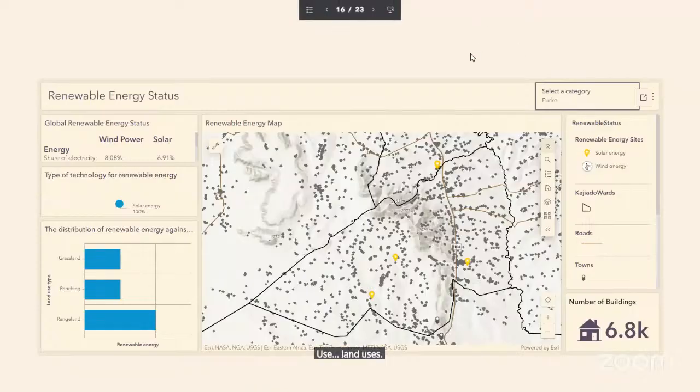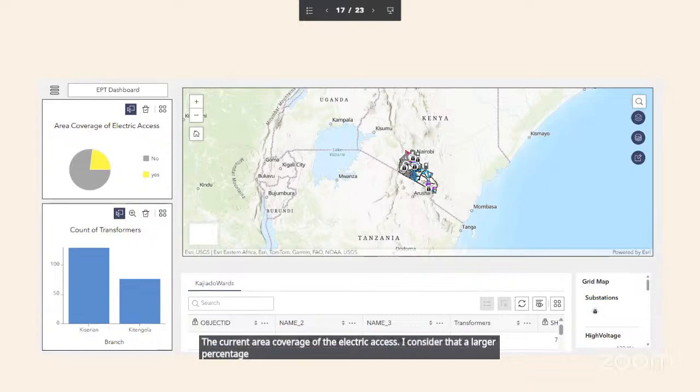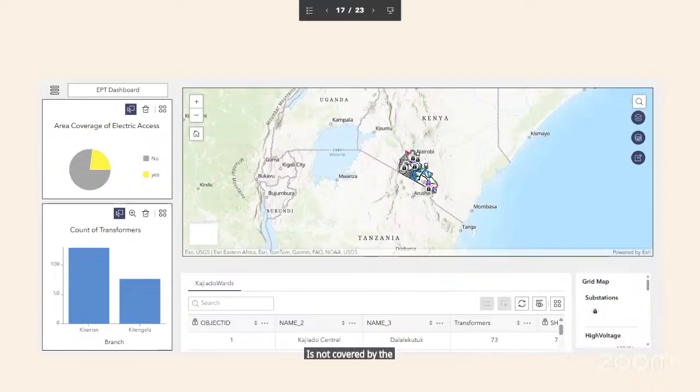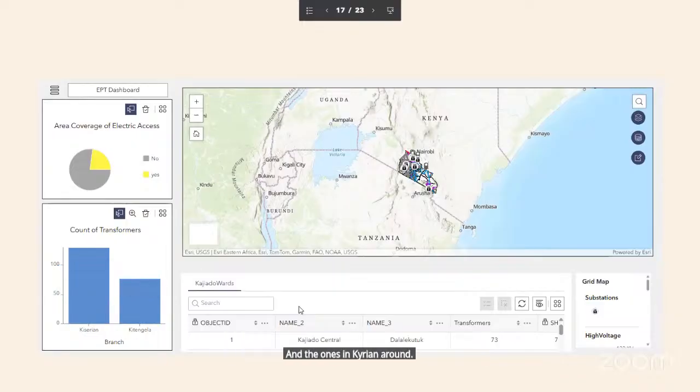You can also view the electric grid dashboard that shows the current area coverage of the electric access. I consider that a larger percentage of the area within Kajiado is not covered by the electric grid. You can also see the count of transformers in the region. In Kitengela, they're around 77, and the ones in Kiserian are around 130.